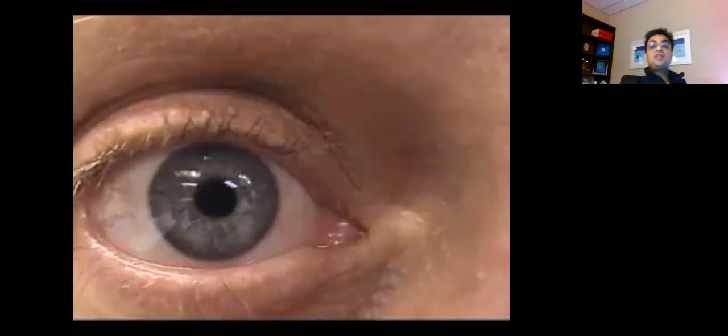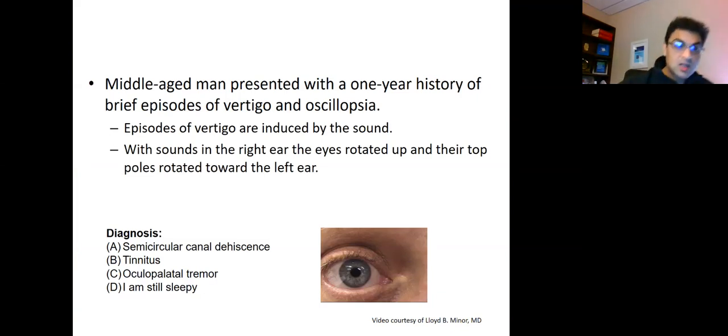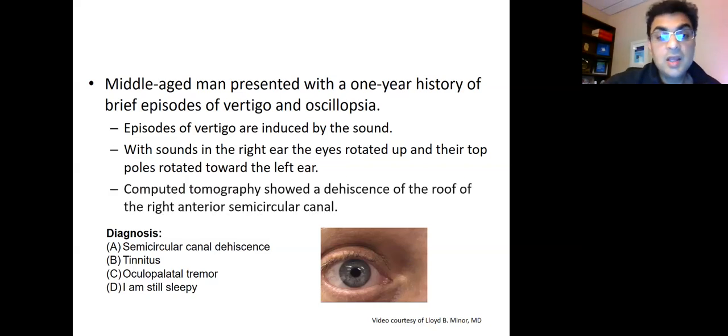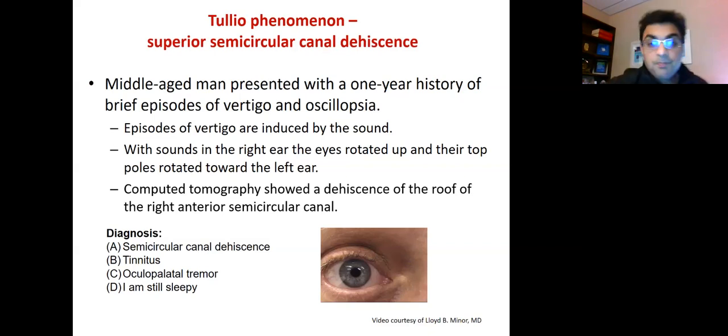So the diagnosis was semicircular canal dehiscence. With sounds in the right ear, the eyes rotated up and the top pole rotated to the left ear, which was a torsional eye movement, nystagmus, induced by the sound. And the computed tomography showed a little niche, a little leak in the roof of the right anterior semicircular canal. It was dehiscence. And the phenomenon is called the Tullio phenomenon, which is also seen in semicircular canal dehiscence. Extensive research was done on this topic by my colleague Lloyd Minor, and the video also comes from Lloyd.